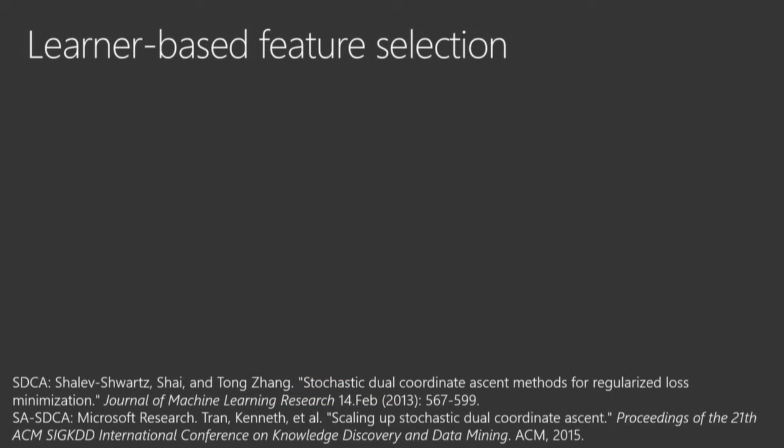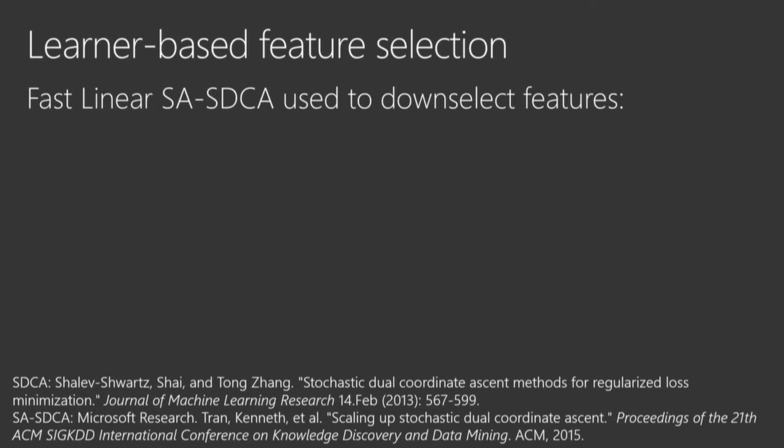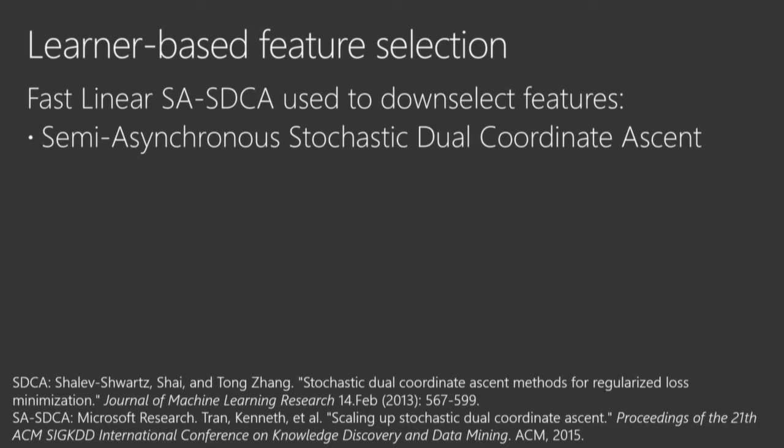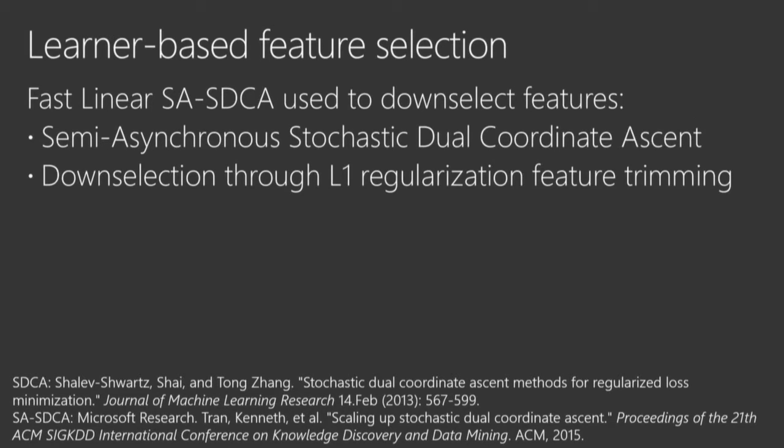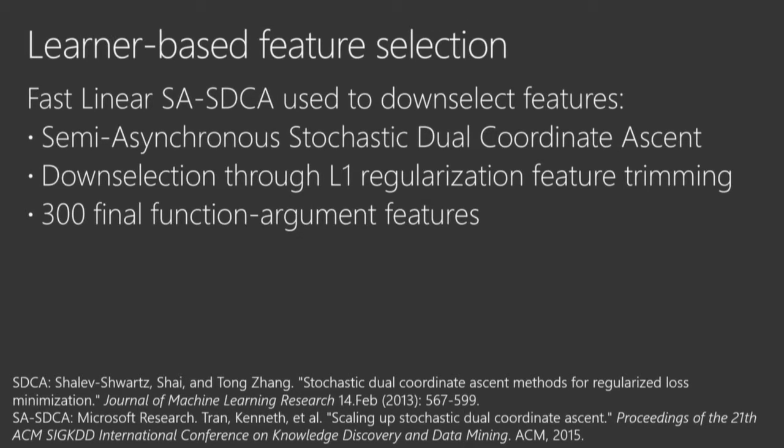So instead, to do the final feature down selection, we do a learner-based feature down selection. We take all of these 100,000 feature candidates, and we use the fast linear SA-SDCA classifier. This is a Microsoft Research scalable improvement to the SDCA classifier, so it's an asynchronous one. It works really well for the large scale of data that we deal with. And we do the feature down selection through L1 feature regularization until we reduce it down to 300 distinct features. Now, these 300 distinct features aren't necessarily malicious features. They're the features which best describe the difference between the clean and malicious classes.